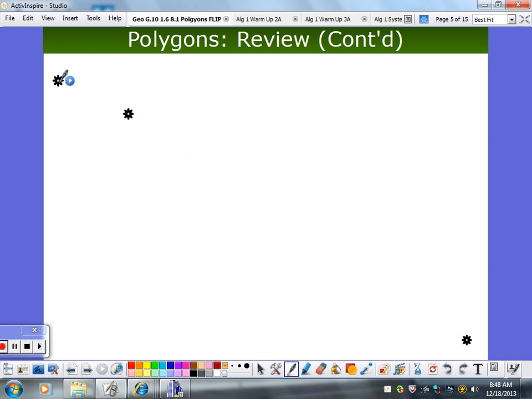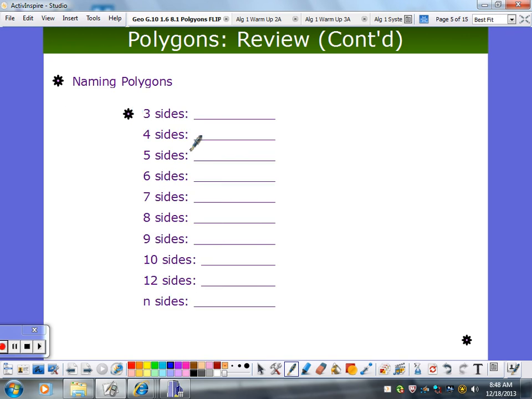What else do we already know, we think? Oh, how to name them. So this was on the warm-up, how to name them. So what do you call a three-sided polygon? Andrew? A triangle. Pretty good. Three angles. Do you know there's another name? Because this says three sides. It's another name for a triangle.